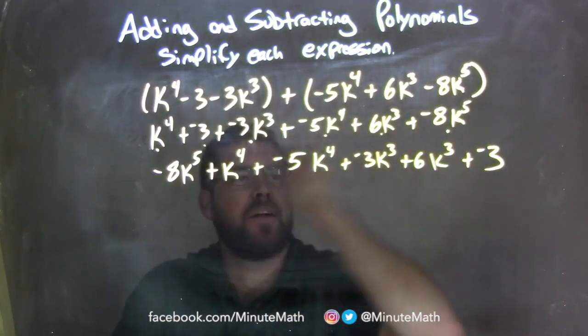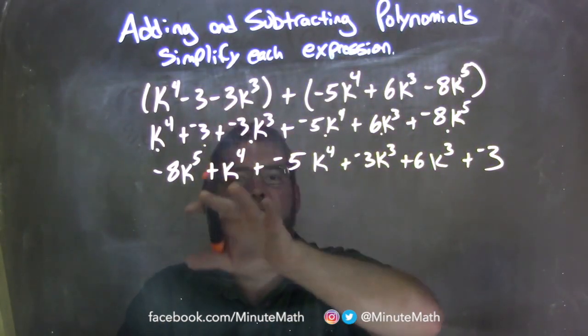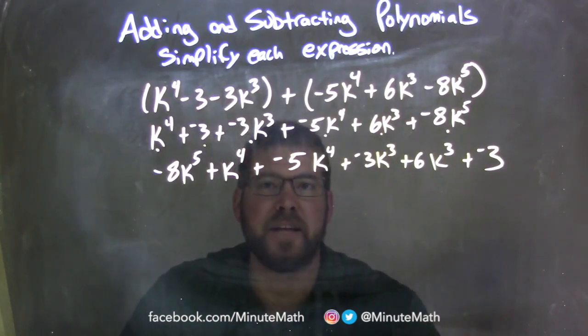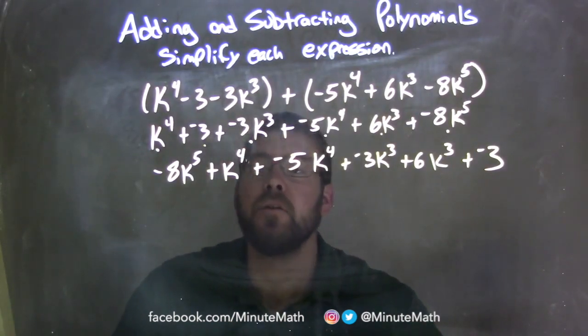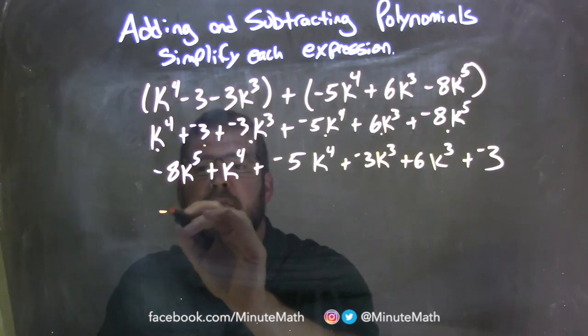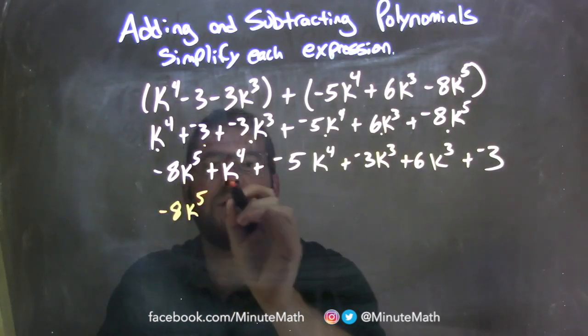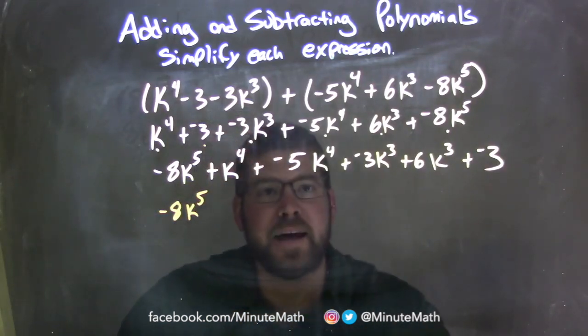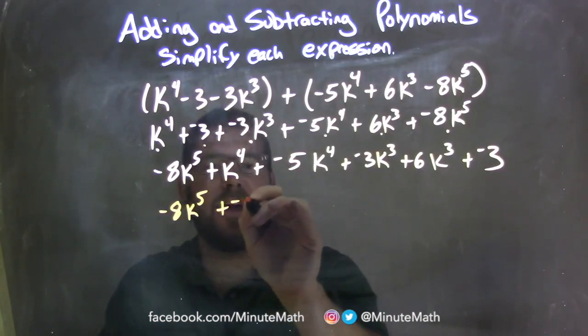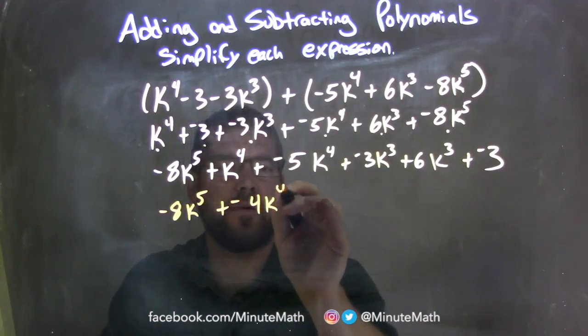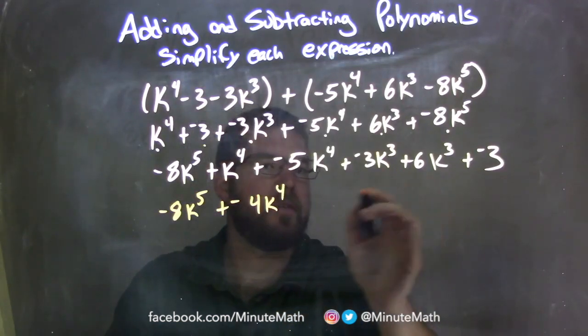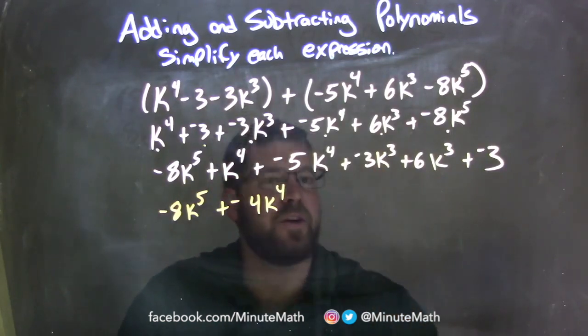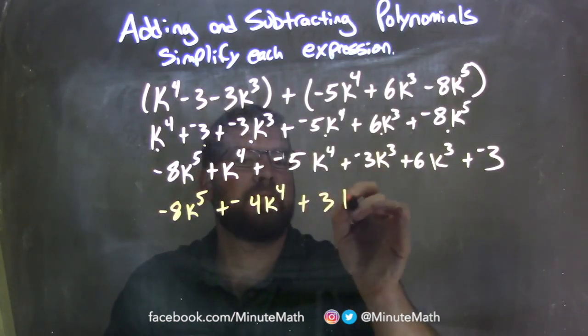Okay, but I just find it easier to make sure you can double check, and most likely you won't make a mistake and forget to bring something down. So now let's combine our like terms. I don't see anything else to the fifth, so negative 8k to the fifth is there. K to the fourth plus a negative 5k to the fourth is adding negative 4k to the fourth. Then our k cubed terms: negative 3k to the third plus 6k to the third is positive 3k to the third.